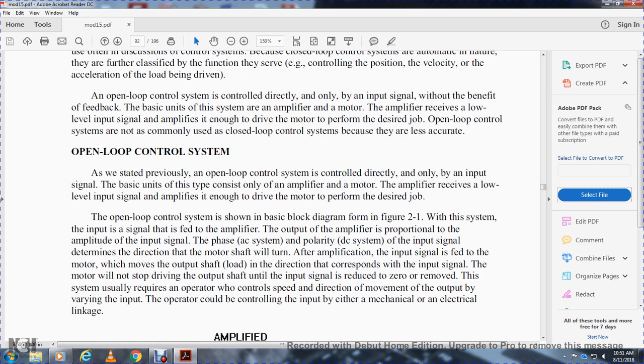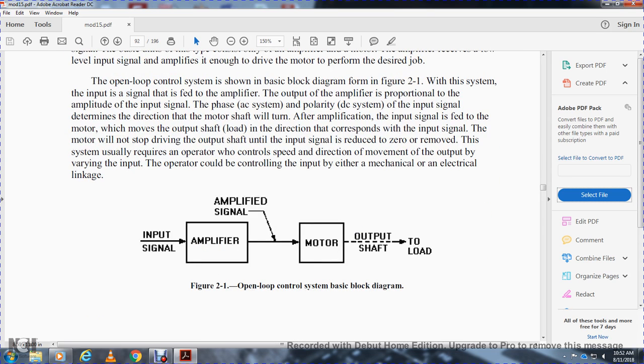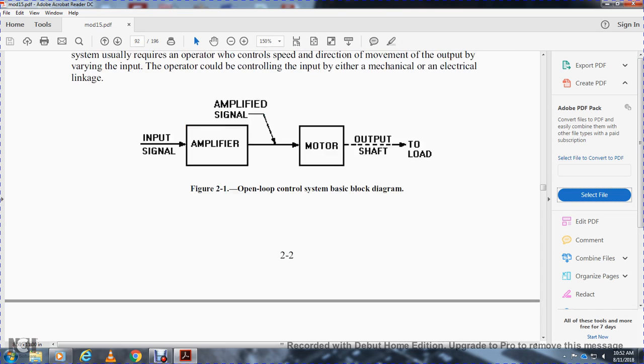This system usually requires an operator to control the speed and direction of the movement and the output with the varying input, but the operator could control the input by either mechanical or electrical linkage. Figure 2.1, open loop control system basic block diagram: input signal, amplifier, amplified signal, motor, output shaft of the load.